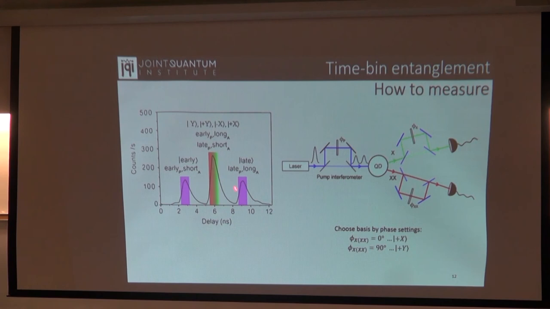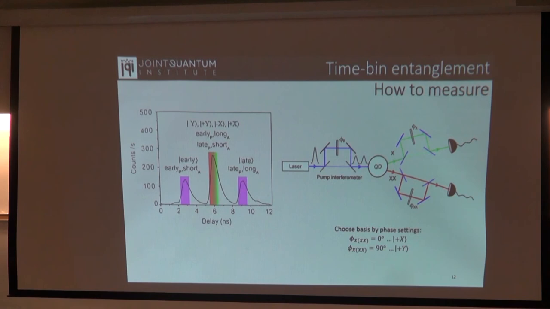But if it takes short here, long there, or the opposite, then it ends up in the middle bin. So here we don't know if it was coming from the early pump pulse or from the late pump pulse, because we don't know which path it took in the analysis. So here we can measure all those other projections, which are a superposition of early and late bin. But we need to set a phase to determine which state we measure. So by setting the phase here in the interferometer, we can choose the basis of measurement. So then we can set both plates to zero, and we measure the XX projection in this central time bin.